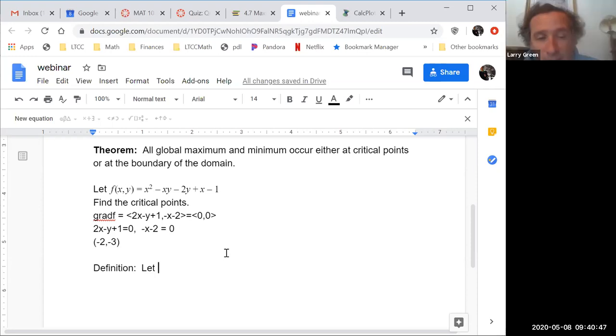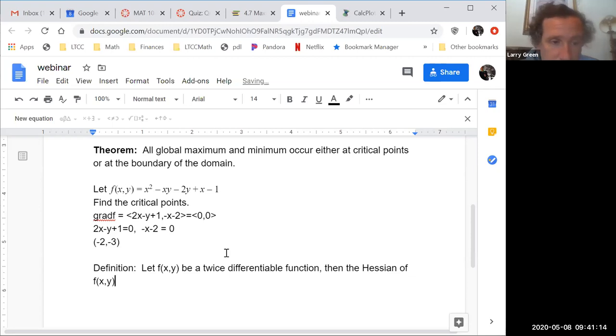Okay. So what we're going to do is let f of x comma y be a twice differentiable function. So that means that we can take all the second order partial derivatives. Then the Hessian of f of x y is, let me do some highlighting because we're defining the Hessian. It's the following.